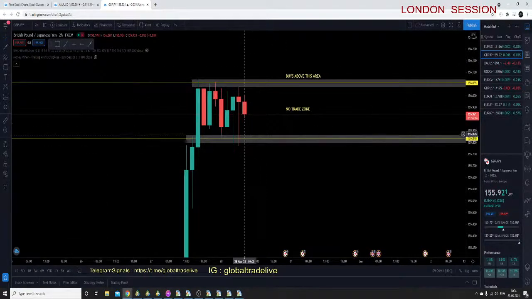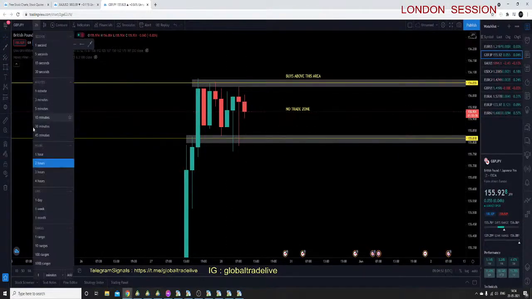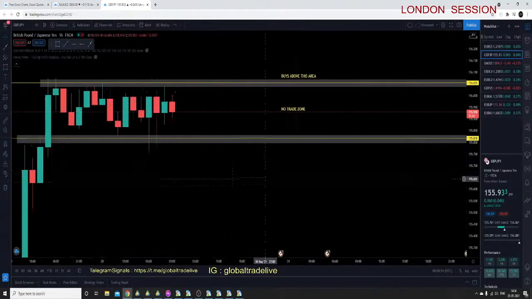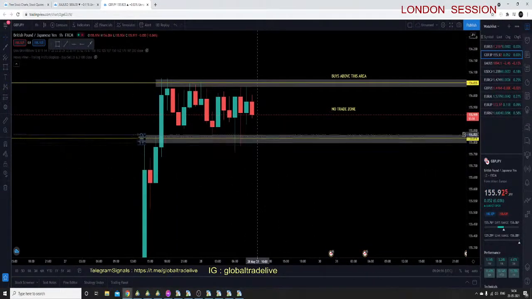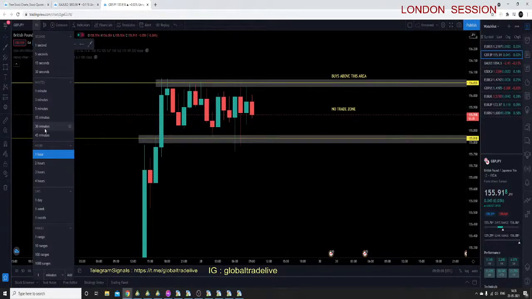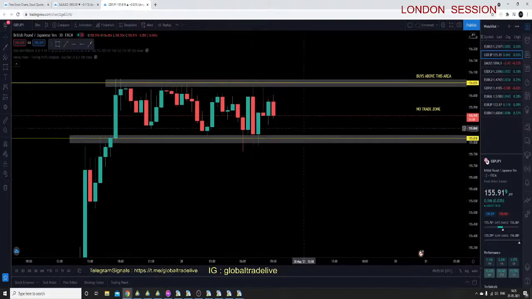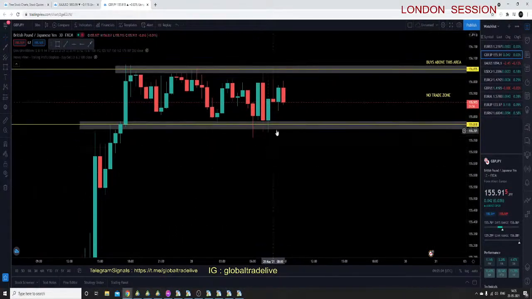Okay, so in GBP JPY, a 2 hour candle can fill this wick over here and come all the way down to this level. But that will be a trade in a consolidation zone, so I'm not looking for these kinds of trades.